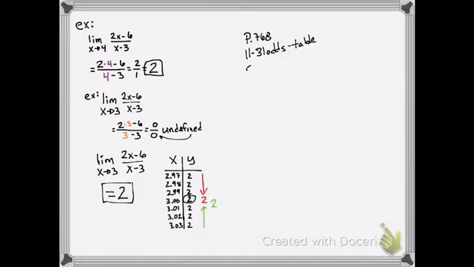I'm going to add to that problems 51 and 52, as well as problems 55 through 73, the odds. On 55 through 73, the odds, no table required. You can just plug in and get the limit. Okay, so make sure your homework is correct, so when you email that to me, you'll get the full credit.